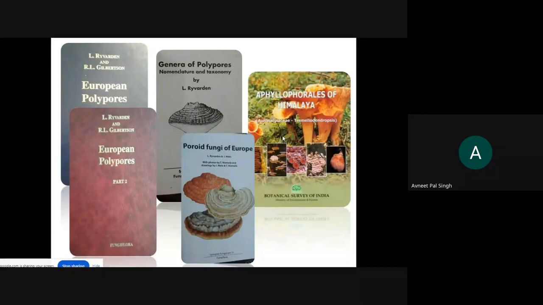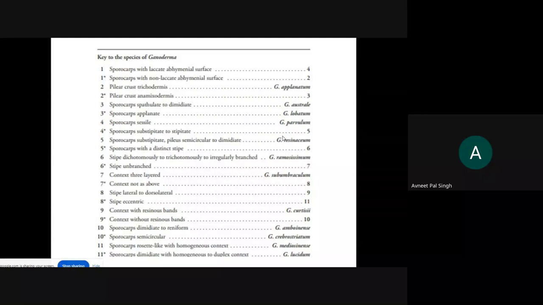As far as polypores are concerned, we have an immense contribution that came from Dr. Ryvarden's lab. And from the Indian context, we have this monograph called Aphyllophorales of Himalaya. So you have to compare your characters with these, and then you can identify.